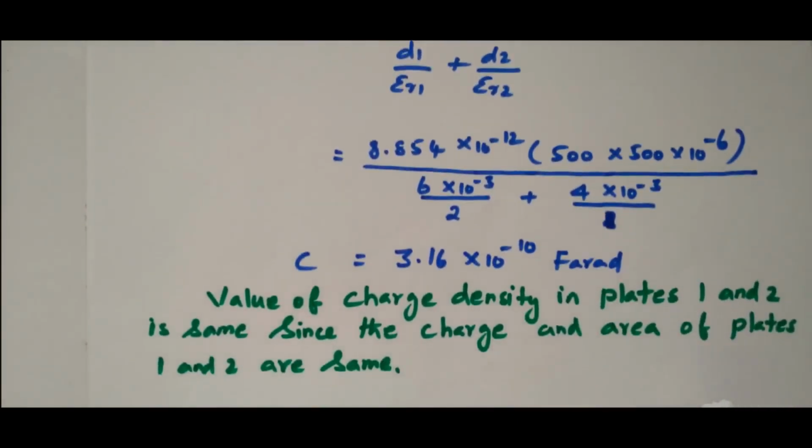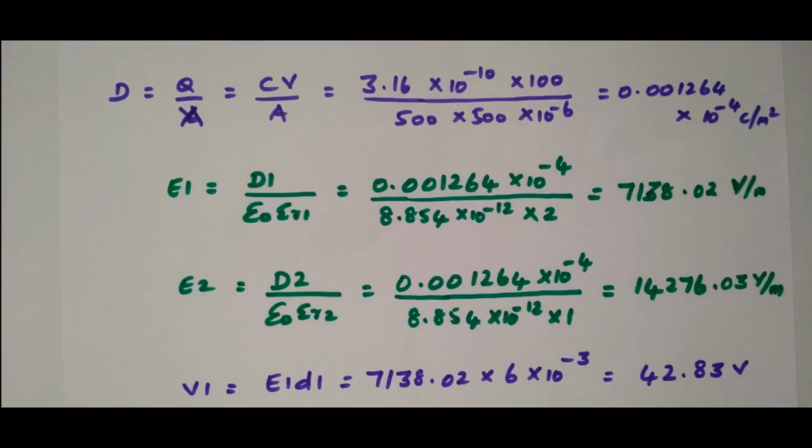Now we need to find the remaining values: displacement density, electric field and potential. Before that, the charge density in plate 1 and 2 is the same, since the charge and area of plate 1 and 2 are the same, right? That means the displacement density will be equal for both cases. Now we'll find the remaining values.